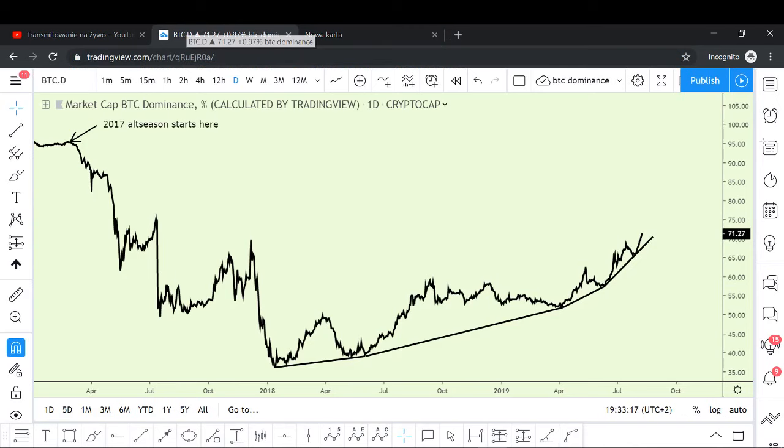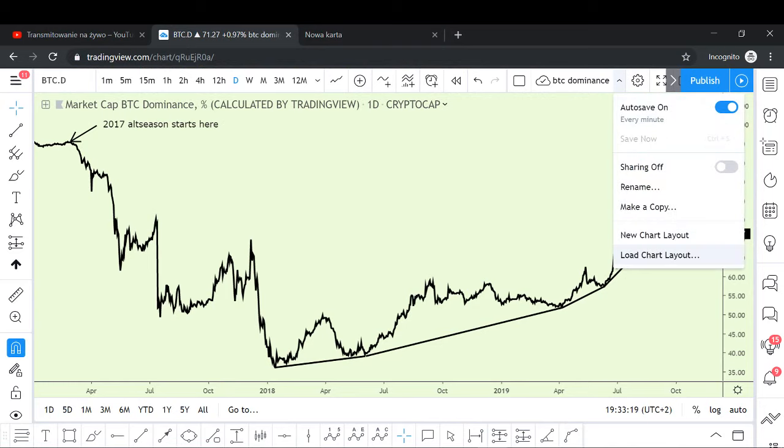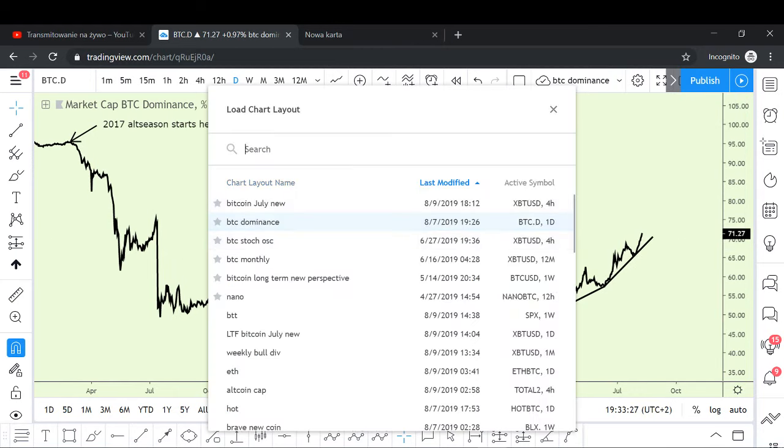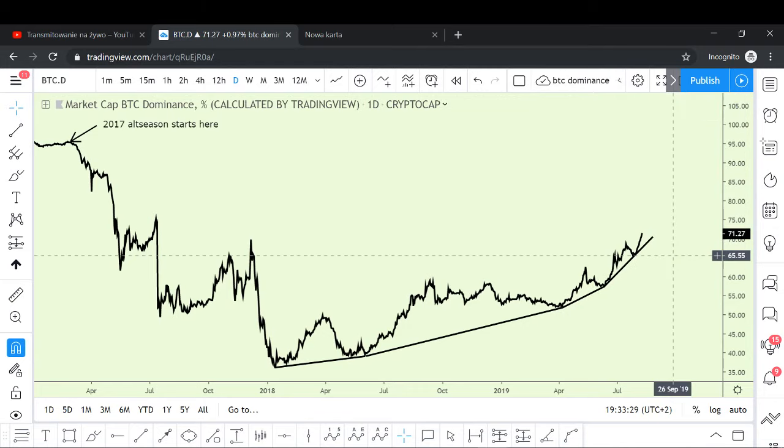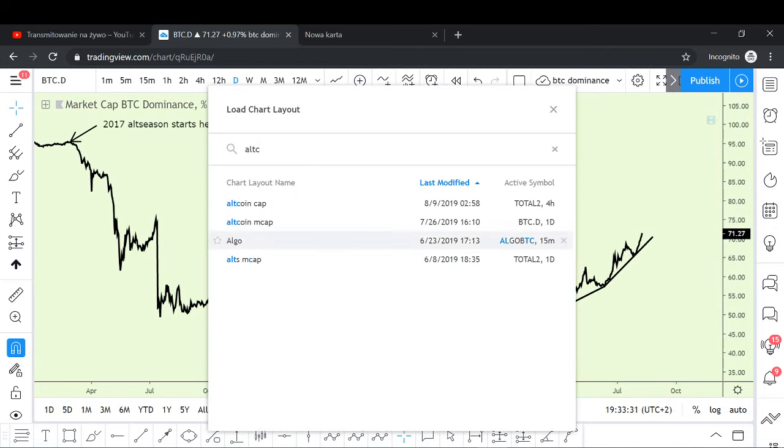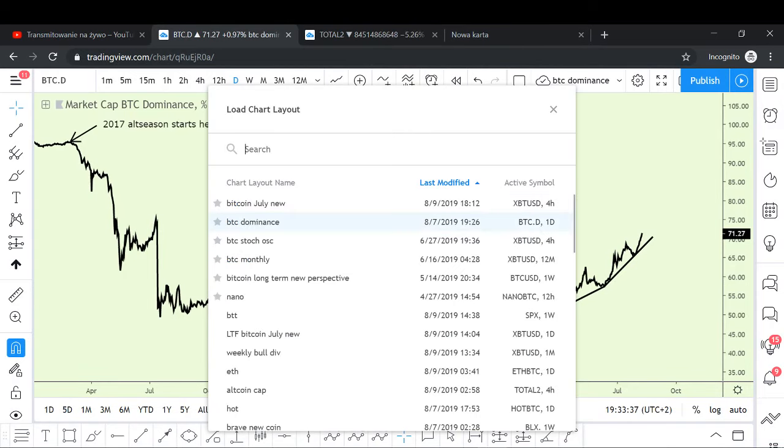So let's go, and let's get a very short glimpse of what's going on with Bitcoin. Here we have the dominance chart. Let's launch the altcoin chart, altcoin cap as well. And let's launch this. Bitcoin, right? So let's see what we can come up with.